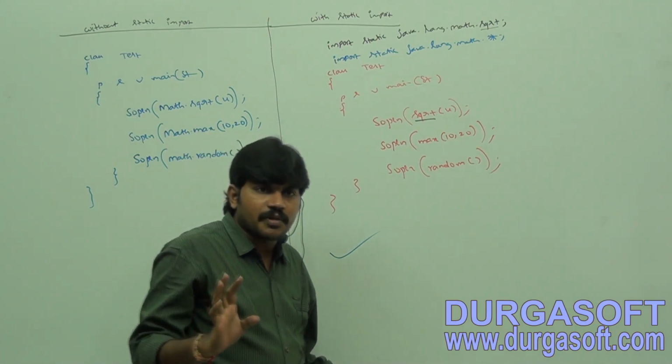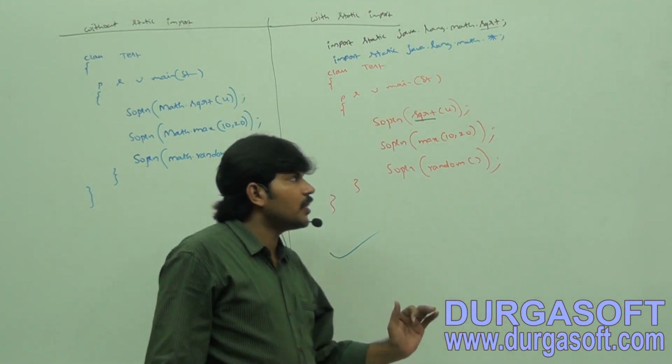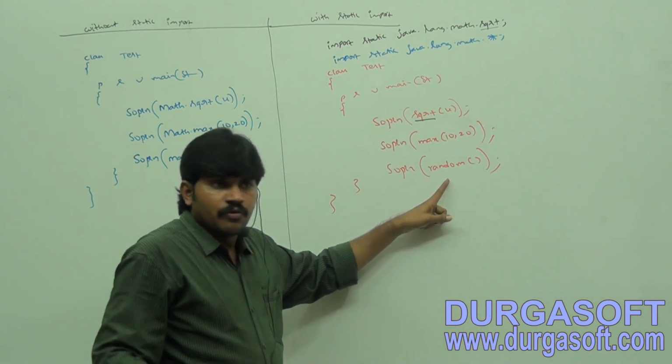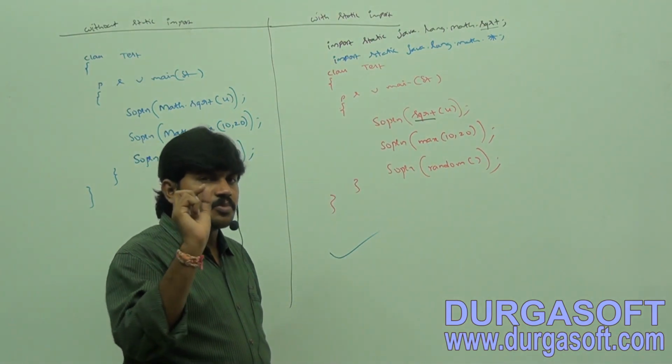Usually we can access static members by using the class name. If you don't want to use the class name, if you want to access a static member directly without the class name, then static import is required. Clear, right?